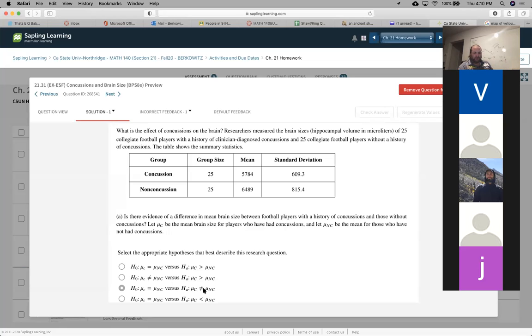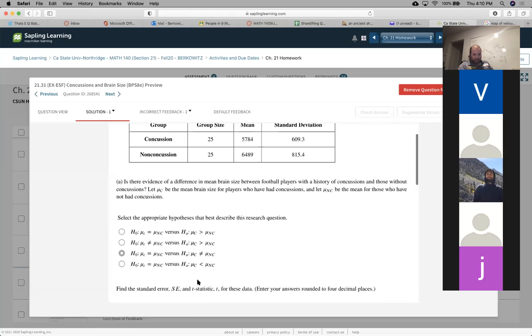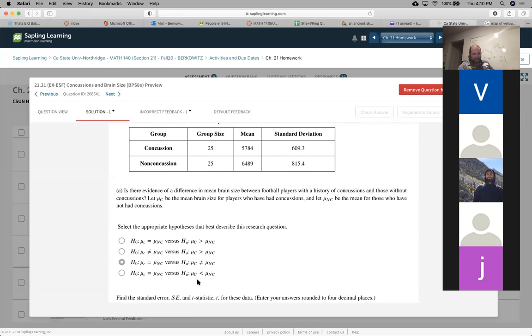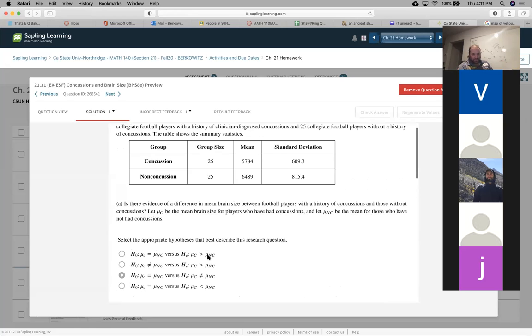So this is a not equal to situation, right? So the null hypothesis is that the mean of the concussions is equal to the mean of the non-concussions versus the alternative that they're not equal, correct? Okay, that part was hopefully easy. Find the standard error and t-statistic for these data.